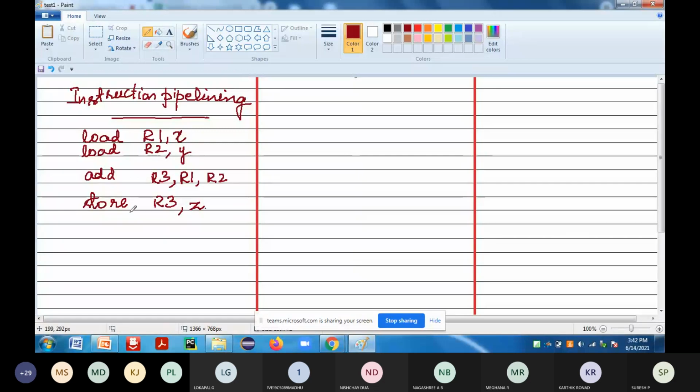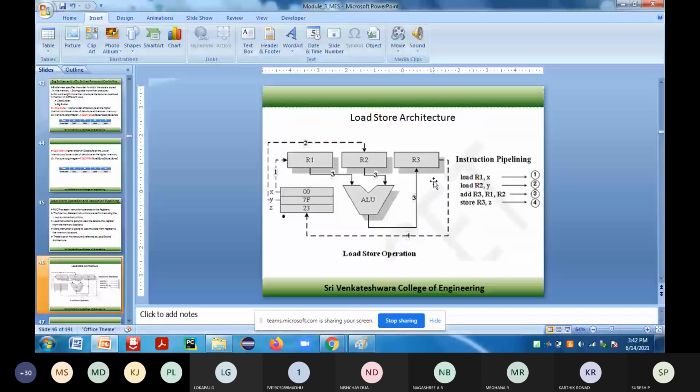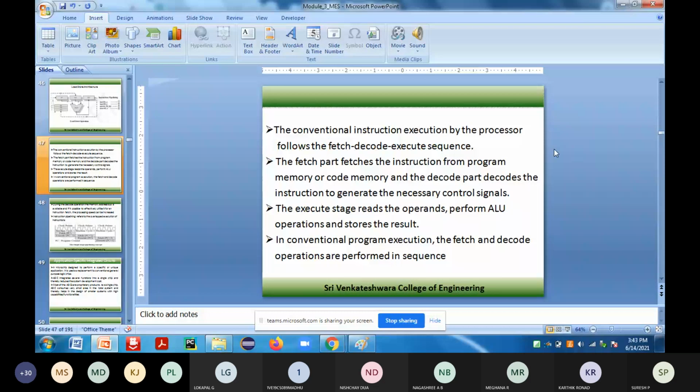Next, when you have this particular type, what will happen here? First, you are going to have fetch and decode. Fetch and decode is the instruction stage which you are going to have. Now in fetch and decode, what will happen? The conventional instruction execution processor follows fetch, decode, execute, which we have already discussed.